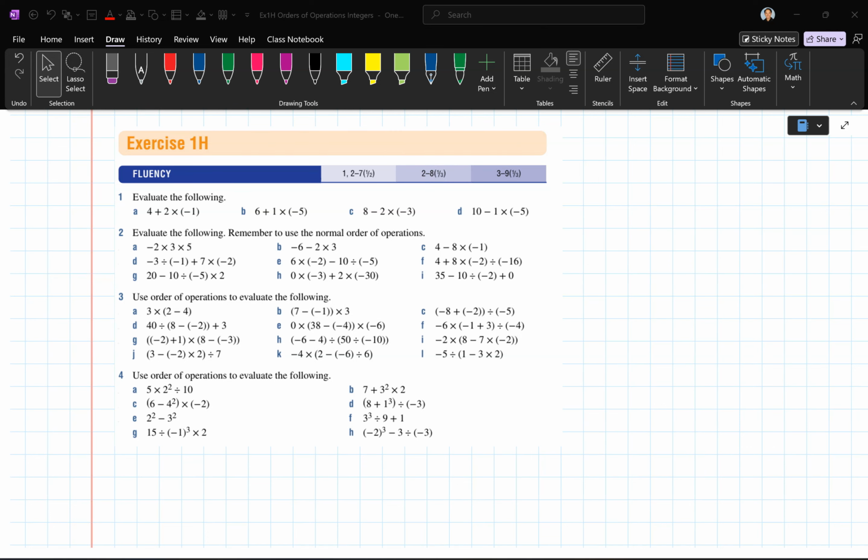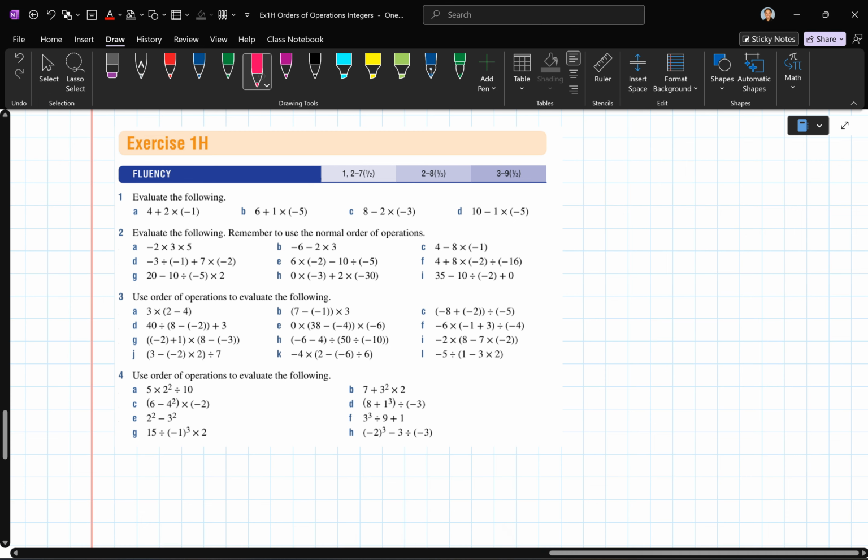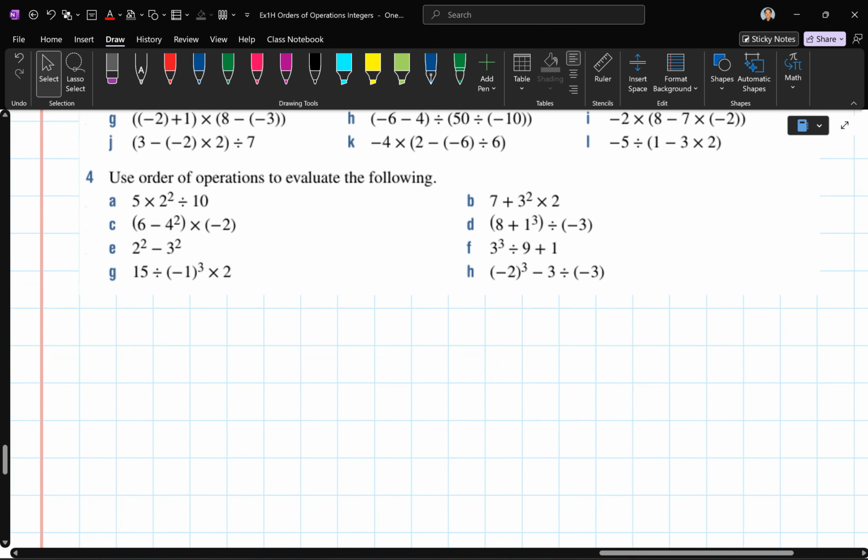Hey there, year 8. This is a video on exercise 1H. We're going to be looking at orders of operation for question 4. Let's zoom in on question 4.